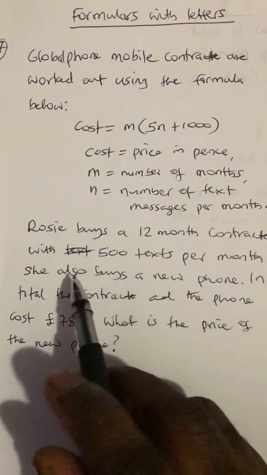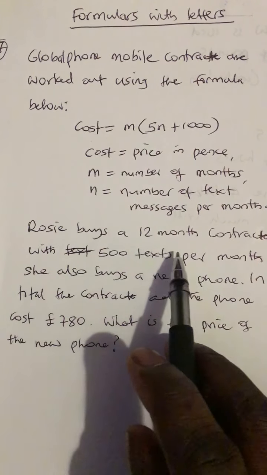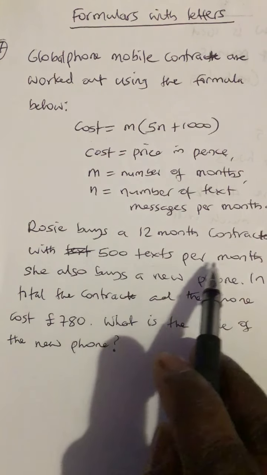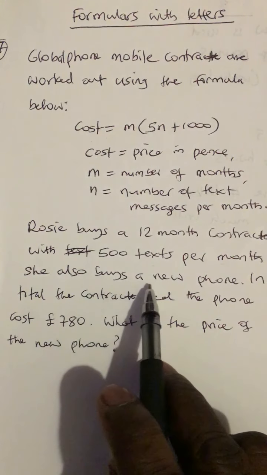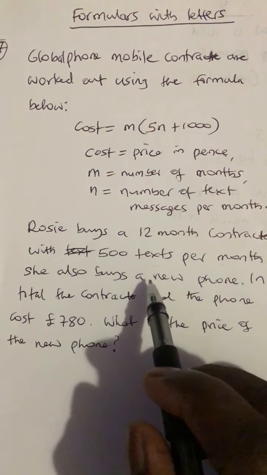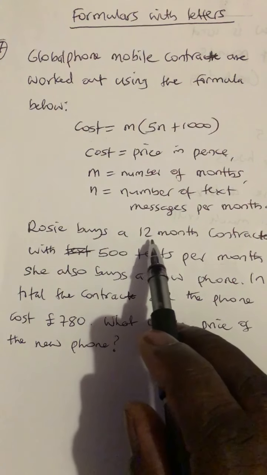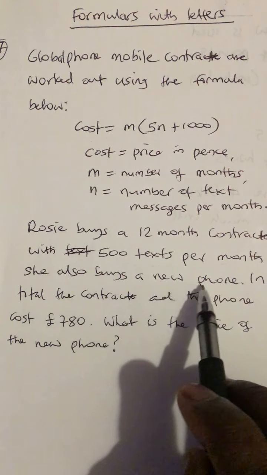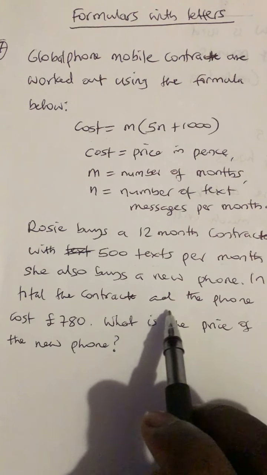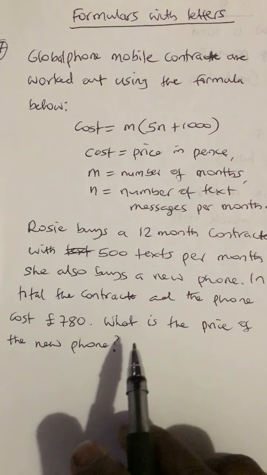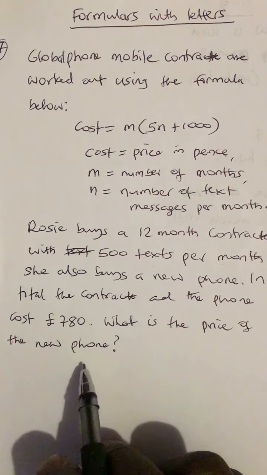So here we have Rosie buys a 12-month contract with 500 texts per month. She also buys a new phone. The 12-month contract contains 500 texts. In total, the contract and the phone cost her £780. So the question is, what is the price of the new phone?